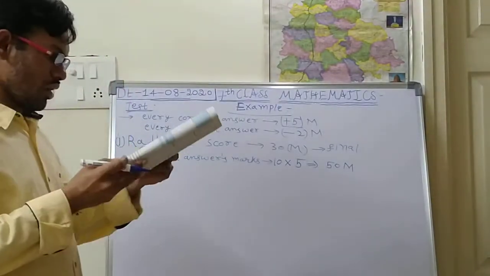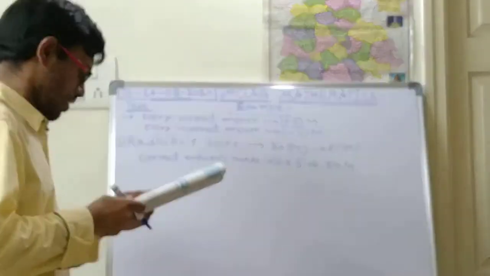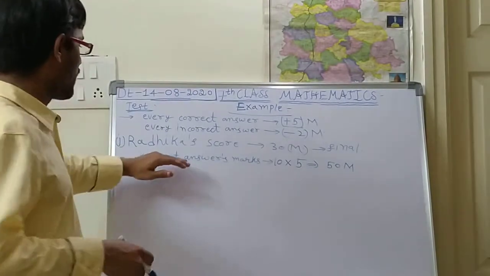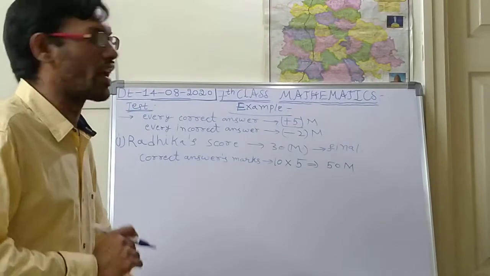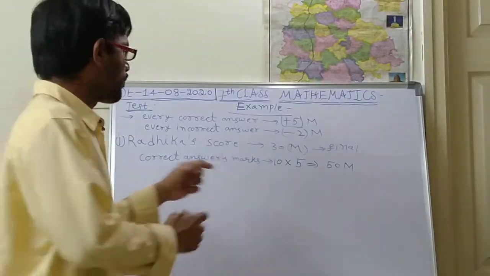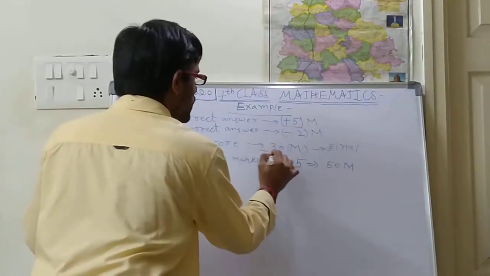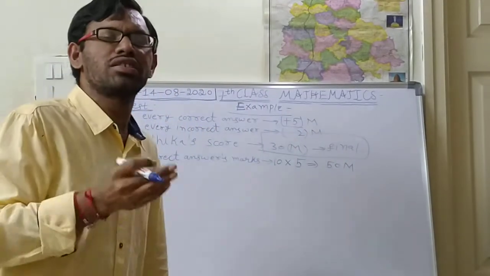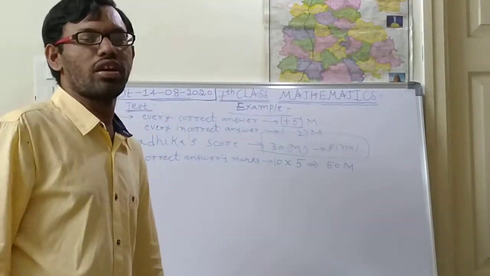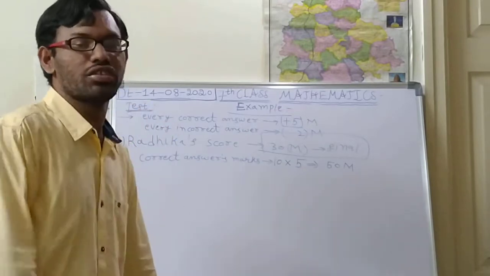Now, with 10 correct answers, here we have to find the marks for the incorrect answers and how many incorrect answers she has written. This is the final marks. Final marks you should always consider as the total marks. Final marks means total marks.